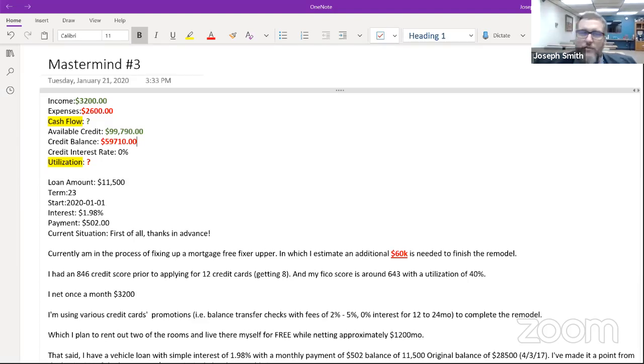$59,710. So who's got the answer for me? What is the cash flow? What are we dealing with here? We got 3,200. So what is cash flow? It's what's left over after all of the expenses have been paid. So how much cash flow do we have here to work with? Let's see, we got somebody putting in there, somebody says 6K. Come on, 6K. No. Got 600.